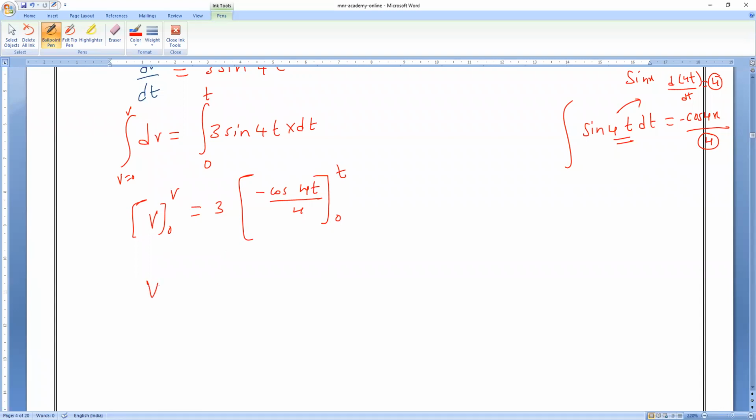So now v minus 0 equals 3, the constant. I no need to apply the lower limit directly; I will apply the time. So it equals cos 4t divided by 4. Is it right or wrong, everybody? Is it okay?